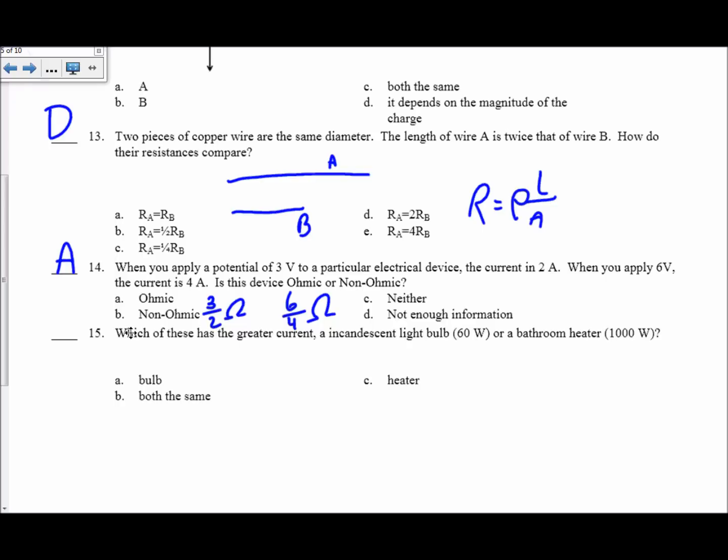Which of these has a greater current, the incandescent bulb or the bathroom heater? All right, it's the heater. A lot more energy flows through this for a given time. It means you have a lot more electrons, or a lot more current.